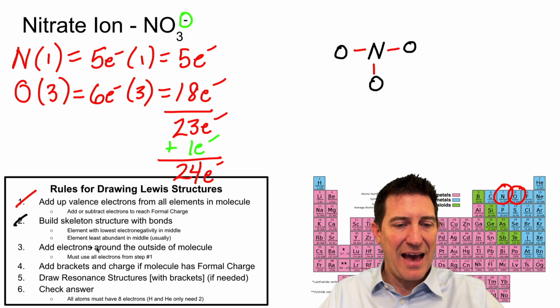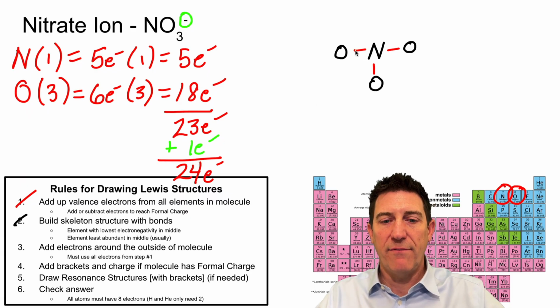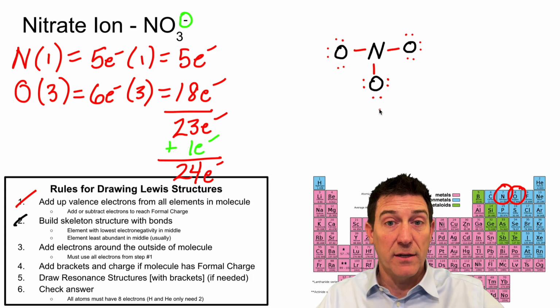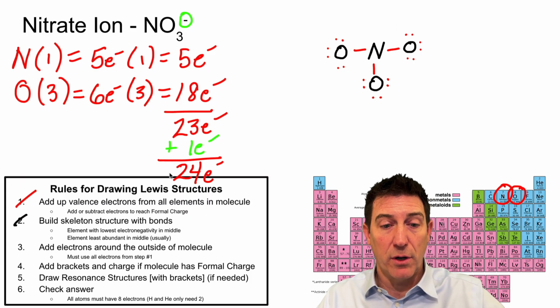We built that. Add electrons around the outside of the molecule till I've used 24. Right now I've used 2, 4, 6, 7, 8, 9, 10, 11, 12, 13, 14, 15, 16, 17, 18, 19, 20, 21, 22, 23, 24. Oh, 24. I'm all done. I don't have any more to put on there.